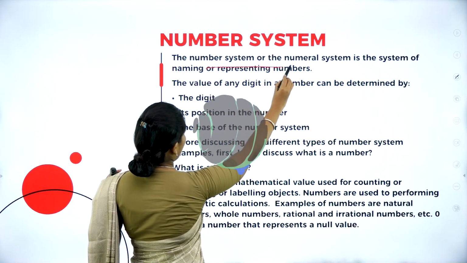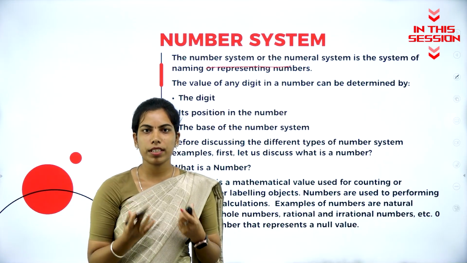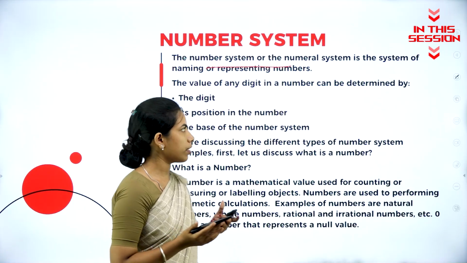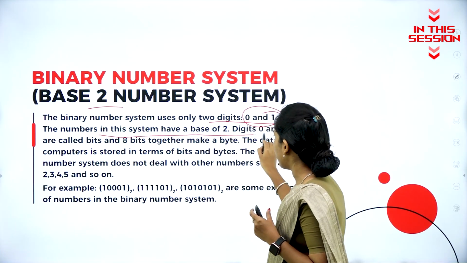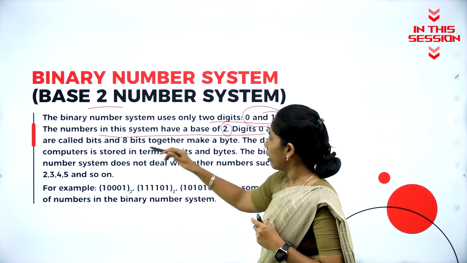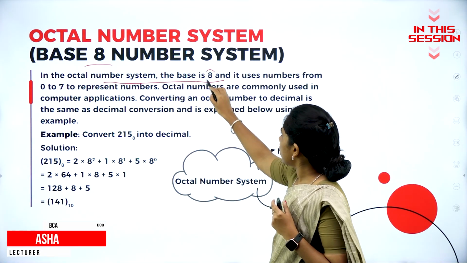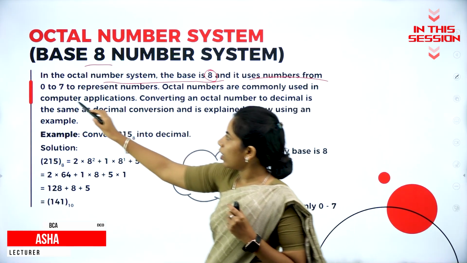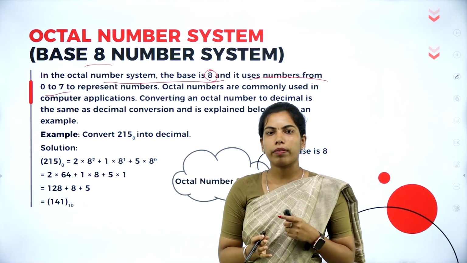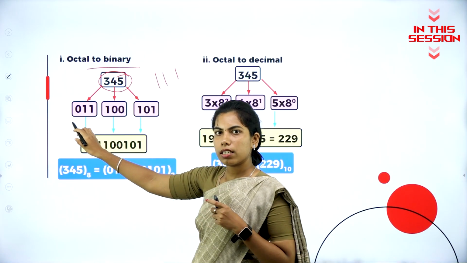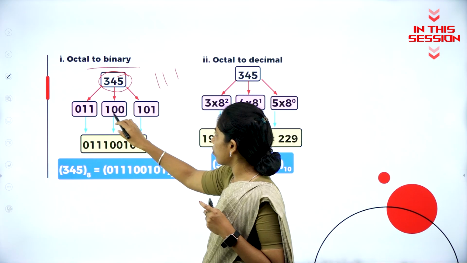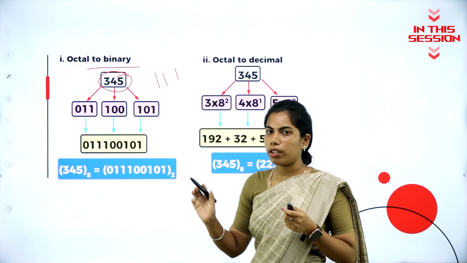The number system or the numerical system. We can say number system is also called a numerical system. The numbers in this system have the base value 2, digits 0 and 1 are called the bits. Octal is nothing but the base value is 8 and it uses the numbers from 0 to 7. So 3 can be written as 011, 4 written as 100, 5 written as 101.